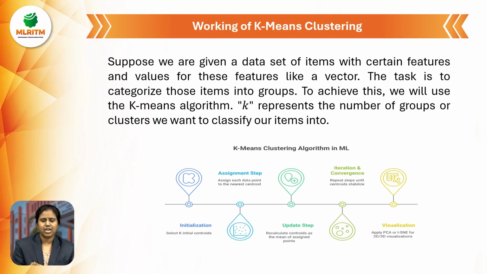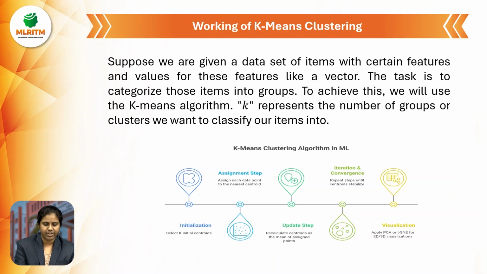So you can see, if we are given some data set items with certain features and certain values like a vector, then the task is we have to group them into either cluster 1 or cluster 2. So in order to do this, we use the k-means algorithm. First we'll take one k. So if we want to assign clusters as 3, the value of k equals 3 here. K represents the number of groups. So here we can see the diagram.